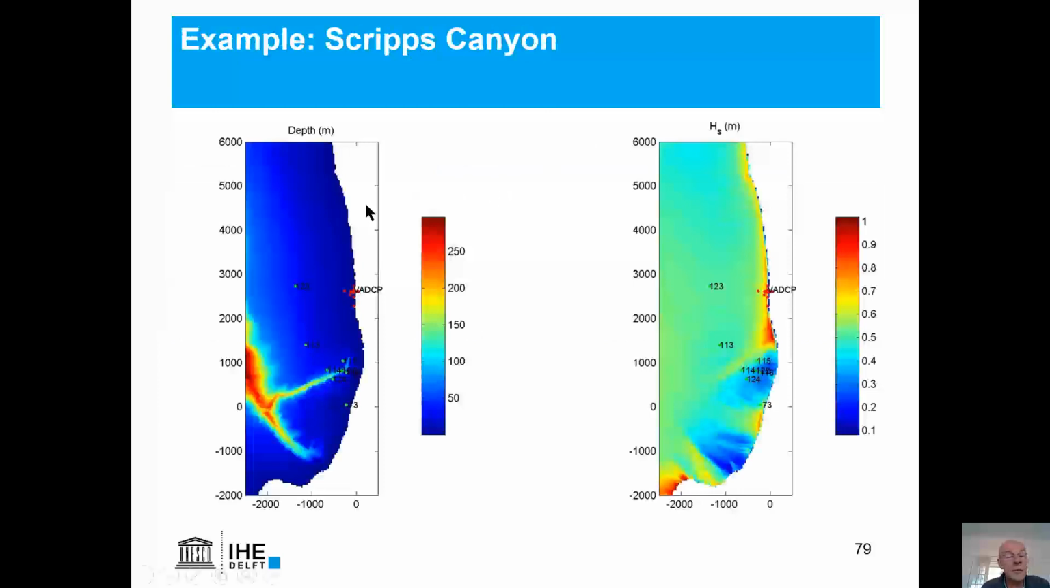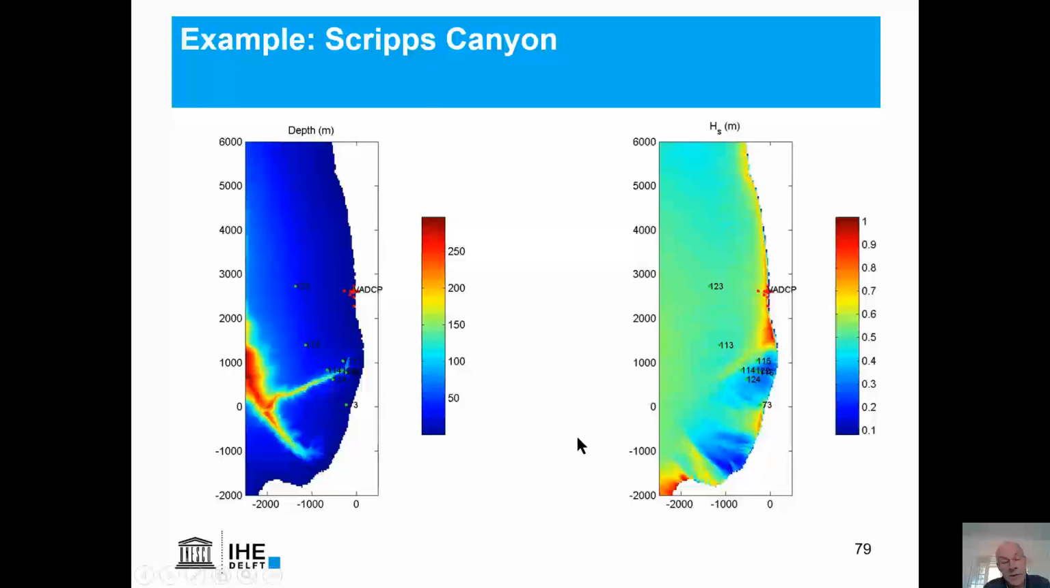An example of the importance of refraction, and how well a model like SWAN can represent that, is Scripps Canyon in the United States on the west coast, south of California, where you have a very deep canyon. This is the depth, positive down. So you have this deep canyon with two branches towards the coast. There's been a large measurement campaign called NSEX to verify various wave models. And here you see an example of the large-scale wave distribution, with waves given here in deep water.